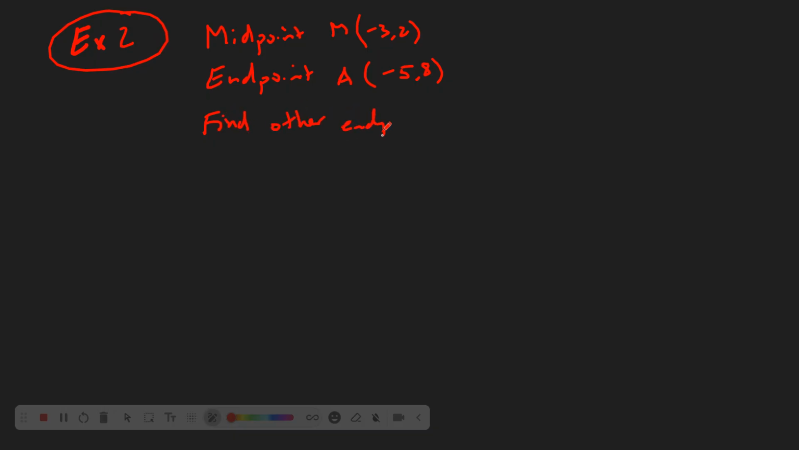Okay, so now we are going to be given the midpoint. So your midpoint, M, is going to be -3, 2. Your endpoint of segment AB, A, is at -5, 8. We want to find the other endpoint, B.